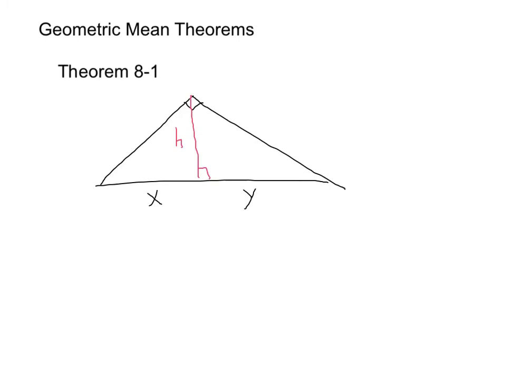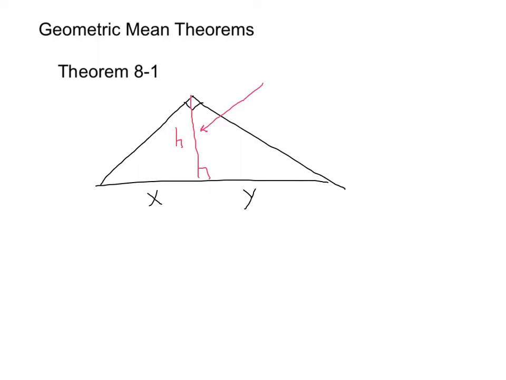The first theorem, theorem 8.1, basically says this. If we drop an altitude from the right angle, so I've got that drawn in red, we have an altitude. Remember, an altitude goes from a vertex to the opposite side at 90 degrees. So there's the height of this triangle. Now, what is the side that that altitude goes through called in the right triangle? Well, it is the hypotenuse. This side is the hypotenuse.